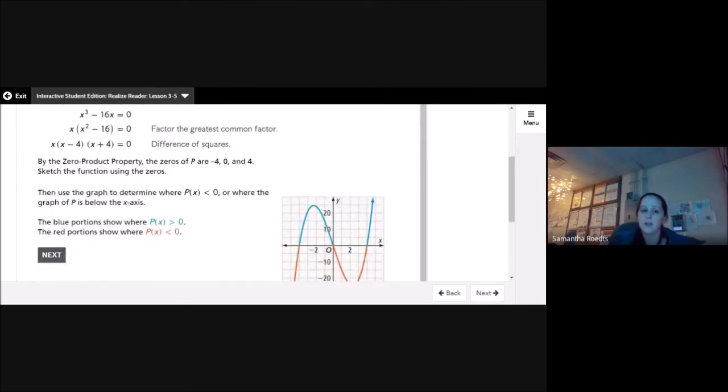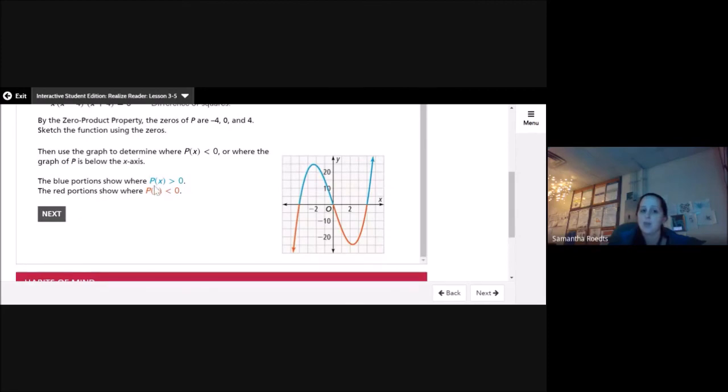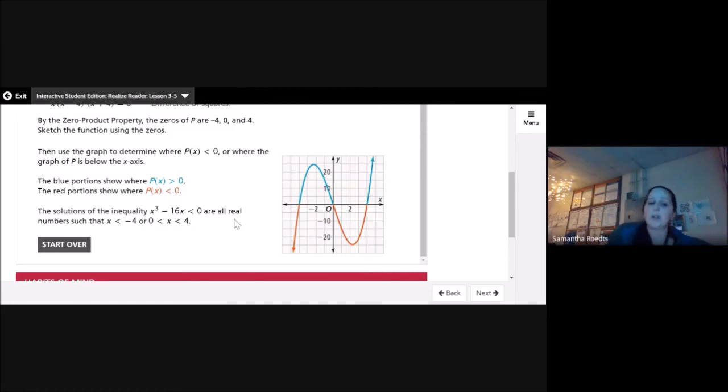I can then sketch and use the graph to determine where p of x is less than 0, or where the graph of p is below the x-axis. So the blue portion shows where p is above 0, and the red shows where p is below 0. So the solutions of the inequality x cubed minus 16x is less than 0 are all real numbers such that x is less than -4, or 0 is less than x is less than 4. This section right here.